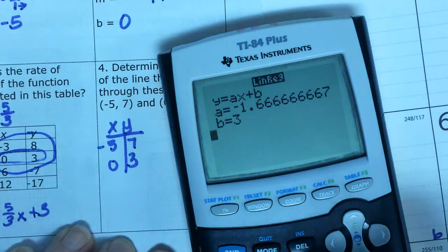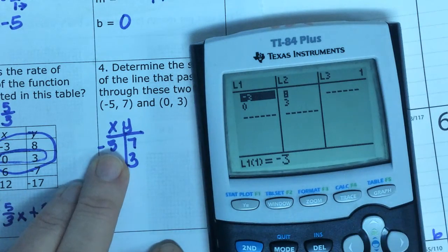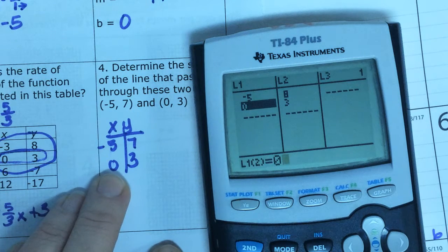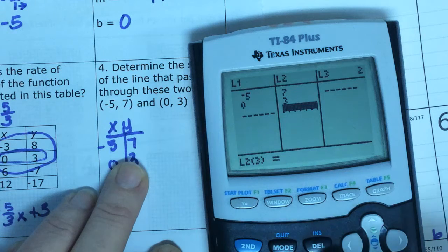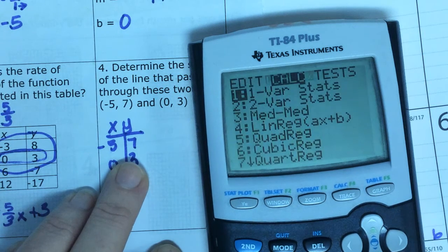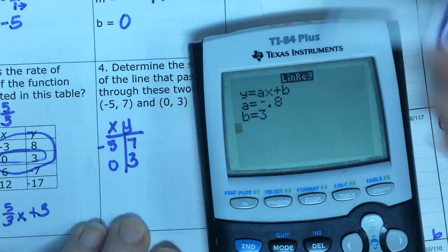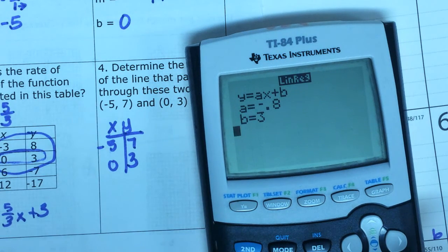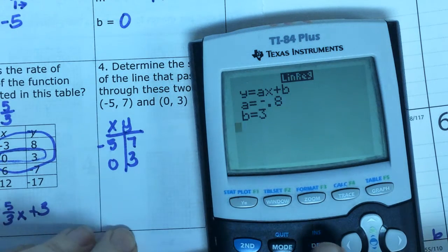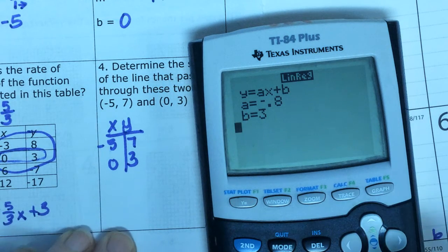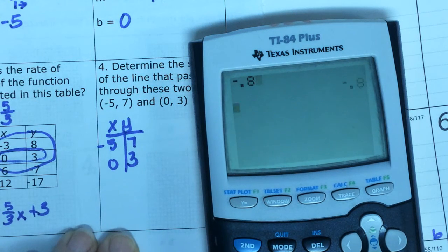And then I want to enter these values into Stat, Edit. So -5 and 0. And then we have 7 and 3. So I go back to Stat, over to Calc, 4, enter, enter, enter. Okay, so I see that my a value, or my slope, is negative 0.8, and then my b value is 3. So I need to go back to, wait, second bit, I'm sorry. So negative 0.8, enter, right?